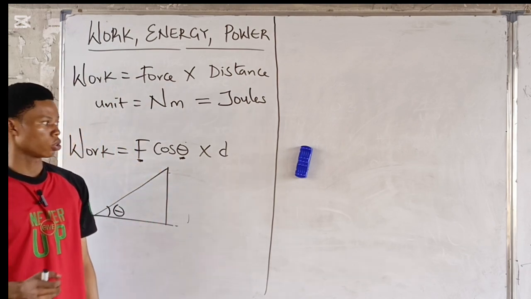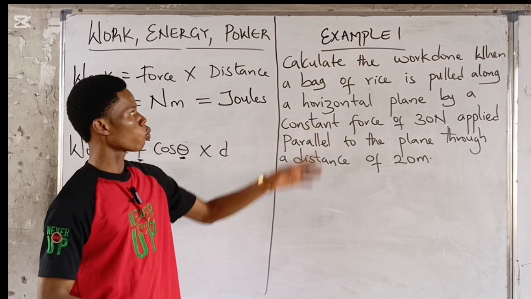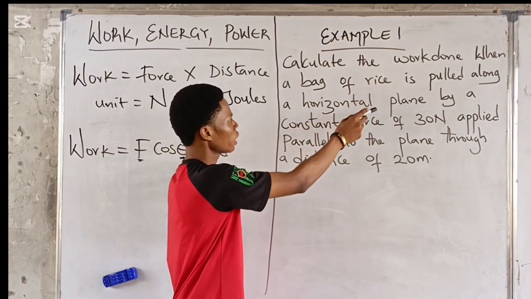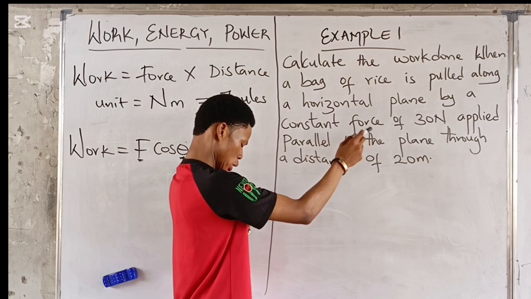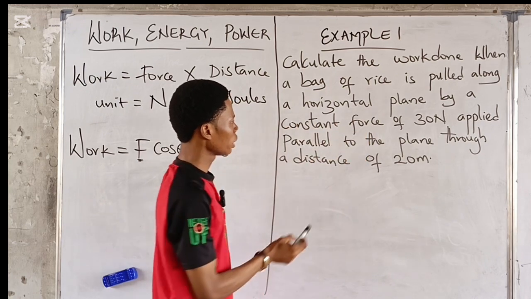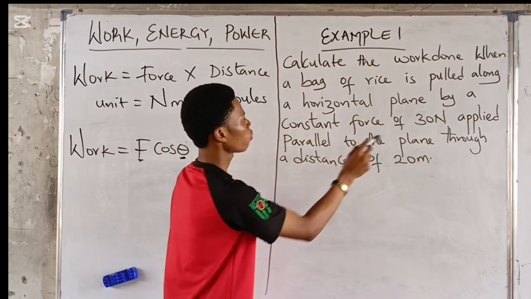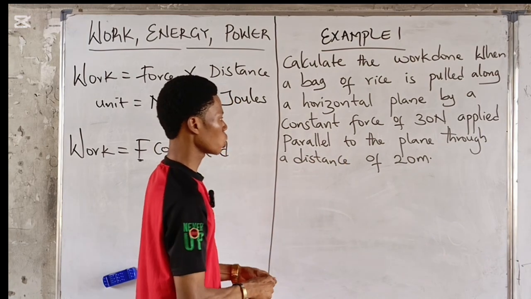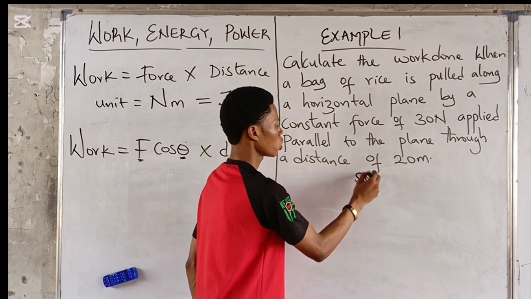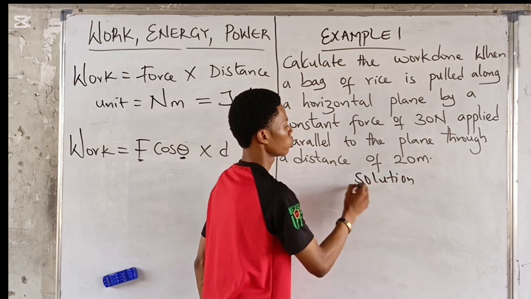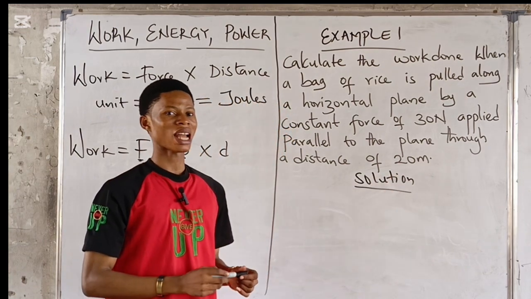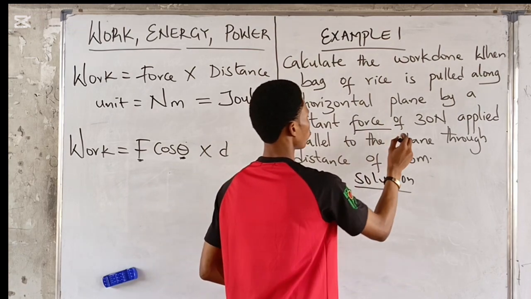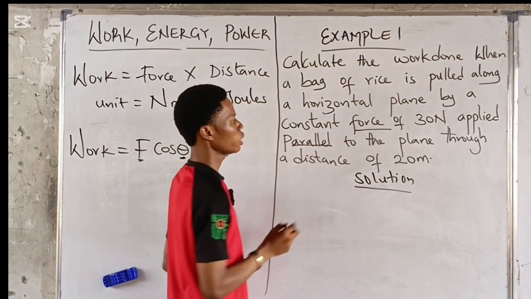Can we take some calculations under this? Example 1. Calculate the work done when a bag of rice is pulled along a horizontal plane by a constant force of 30 Newton applied parallel to the plane through a distance of 20 meters. To solve this question, first of all, ask yourself, is there an angle of inclination? No, they said the force is parallel to the plane.